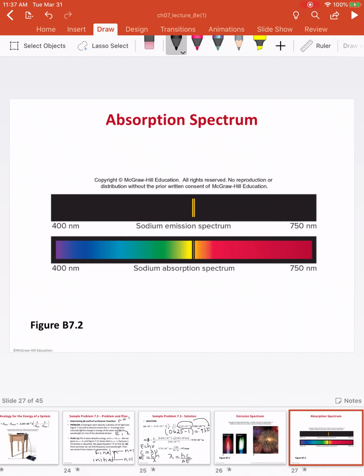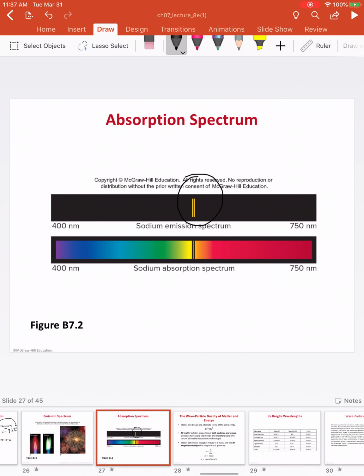And here's an absorption spectrum of sodium. Remember, we saw orange for sodium. That was your emission spectrum. We only saw the orange color like this. So what does that mean? All the rest of the colors, sodium has absorbed. In the sodium absorption spectrum, it has absorbed everything but the yellow color, so yellow or orange. That's why we saw the orange color right there.